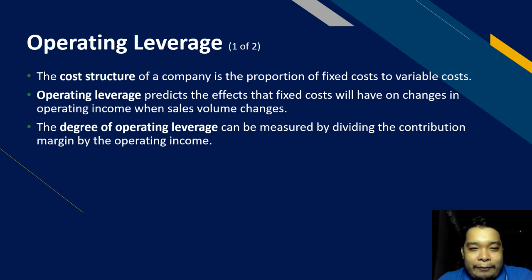Okay, I think before we discuss operating leverage, we need to further define the cost structure of a company. When we talk about cost structure of a company, we're looking at the proportion of fixed costs to variable costs of a company. The cost structure of a company can be heavily fixed or heavily variable. What are examples of companies wherein their cost structure is skewed towards fixed costs? An example of that would be airlines.